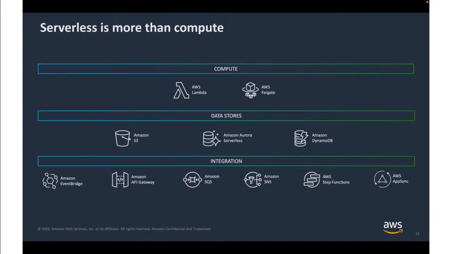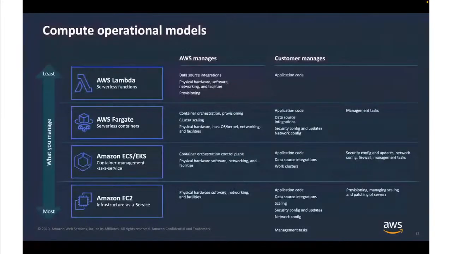So let's start with the compute first. For many customers, their first decision when it comes to application architecture is compute, right? So as you can see here on this particular slide, there are four different layers or four different offerings that we have in different layers.